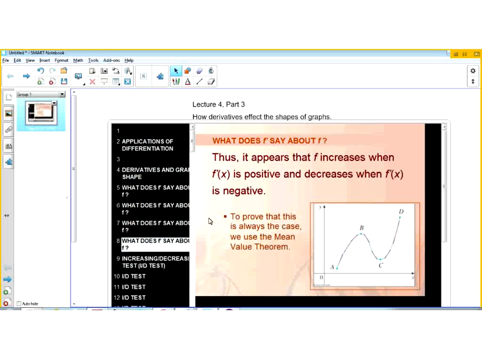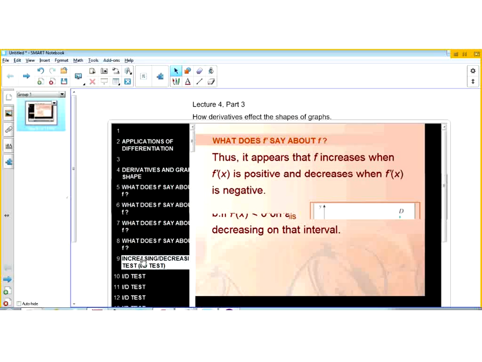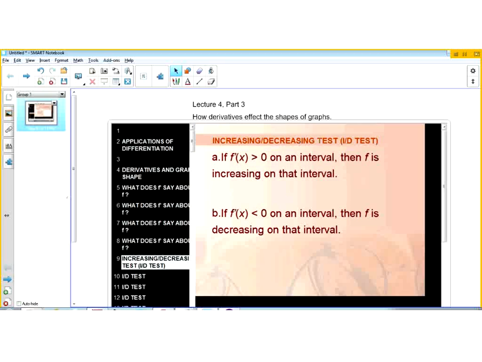So take a good look at this. f increases when f prime of x is positive and decreases when f prime of x is negative. To prove this, as is always the case, we can use the mean value theorem, which is used to establish beyond a reasonable doubt what the derivative says about a function. So we have what's called the increasing decreasing test, the ID test. I often call it the idiot test.